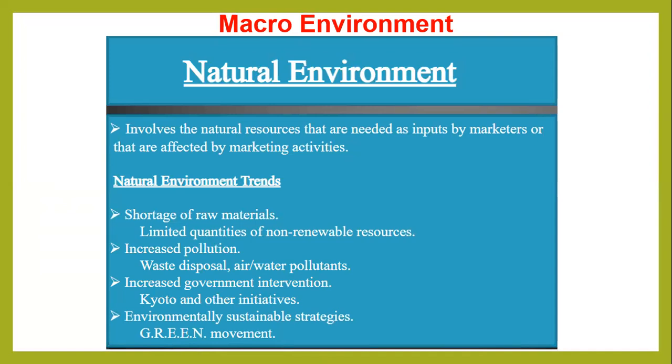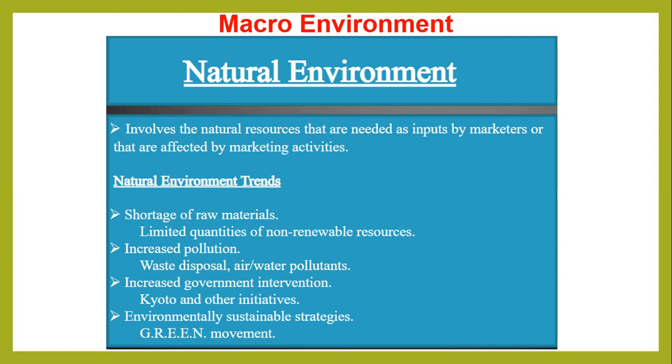So the next environment is about the natural environment. The natural environment consists of natural resources which are needed as raw materials to manufacture products by the organization. Marketing activities affect these natural resources, such as the depletion of the ozone layer due to the use of chemicals, or the increase in pollution because of extensive use of raw materials. The corrosion of the natural environment is increasing day by day and is becoming a global problem.